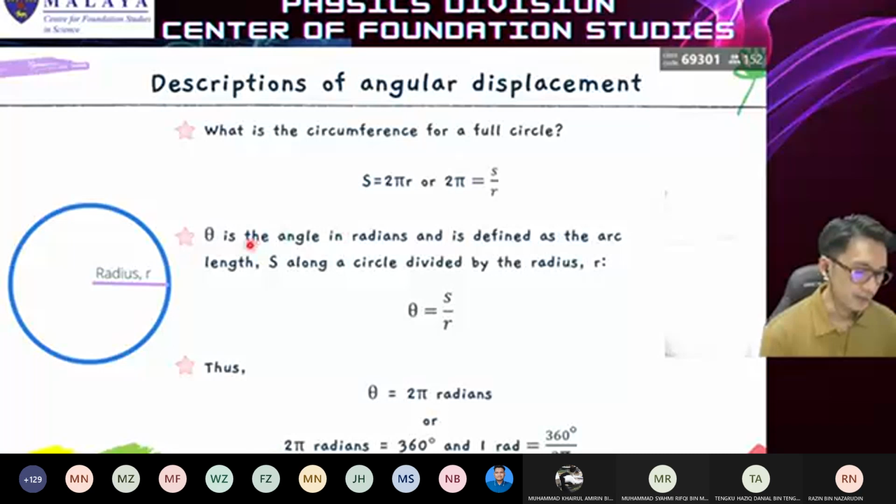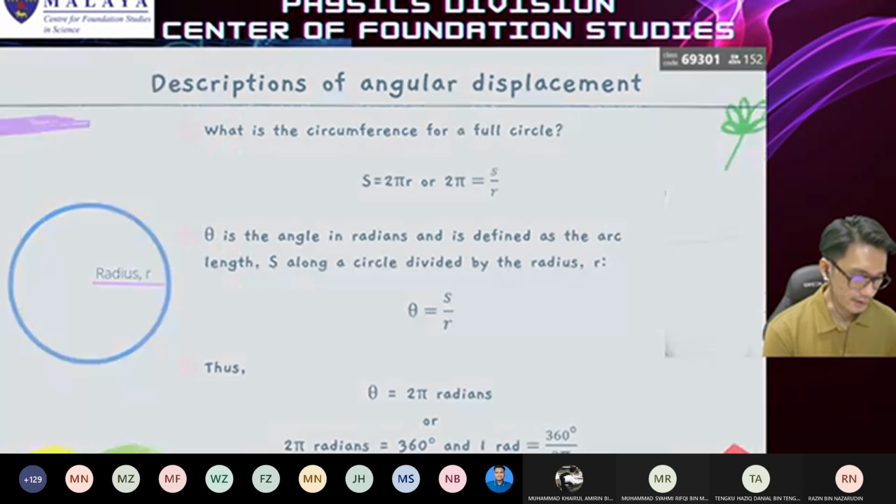And then theta is the angle in radians, okay, and is defined as the arc length S along a circle divided by the radius. Jadi theta, dia ada relationship antara arc length and also radius. Thus, theta is equal to 2 pi radian. We know that one circle is 2 pi radian ataupun 360 degree. Jadi 2 pi radian ni we equate them with the 360 degree, and 1 radian is equal to 360 over 2 pi. Jadi we can convert the degree into radian.